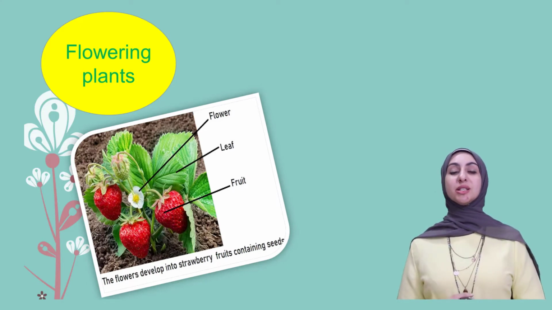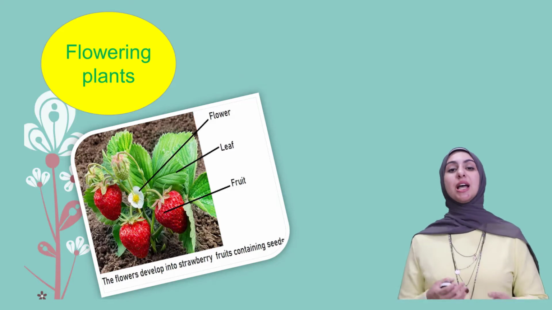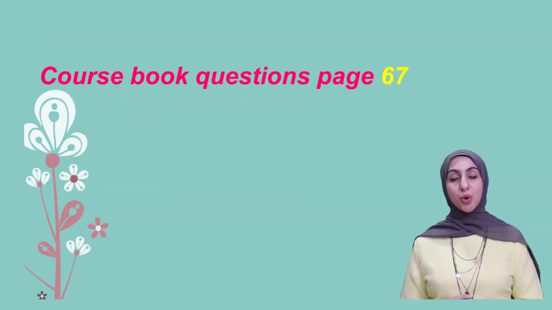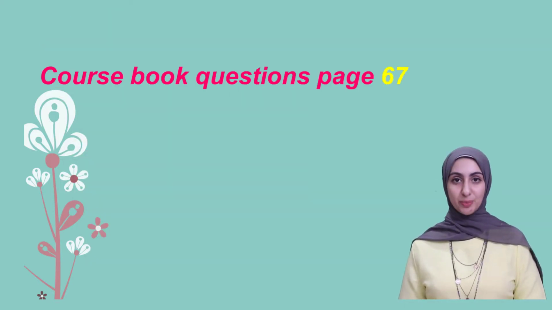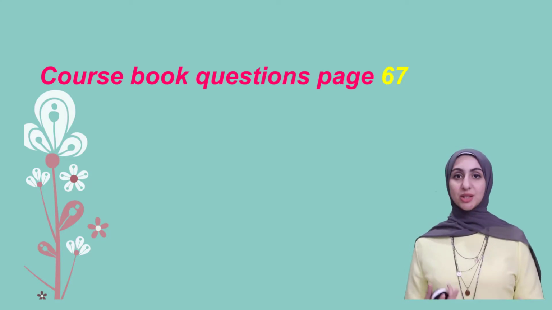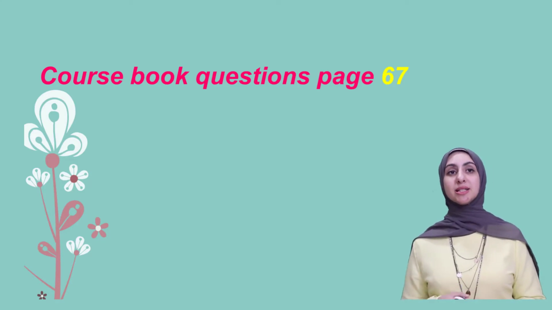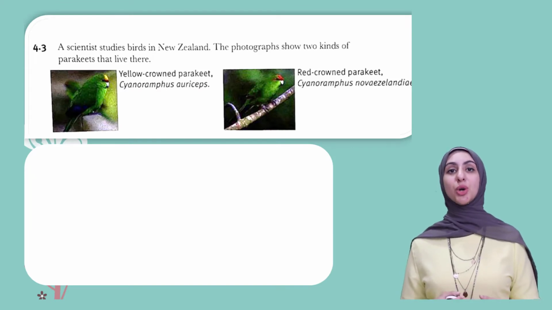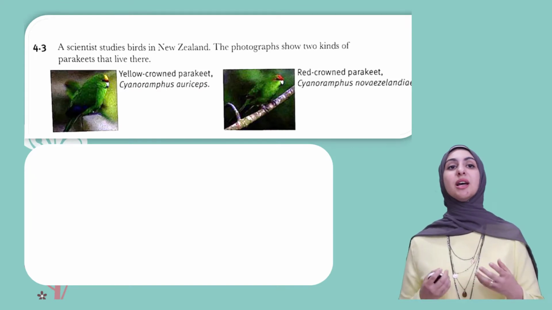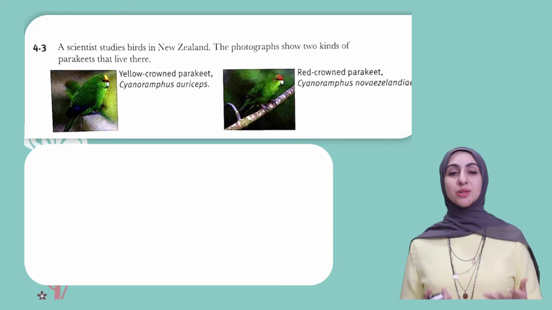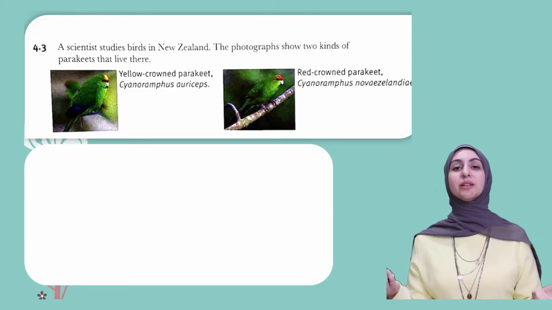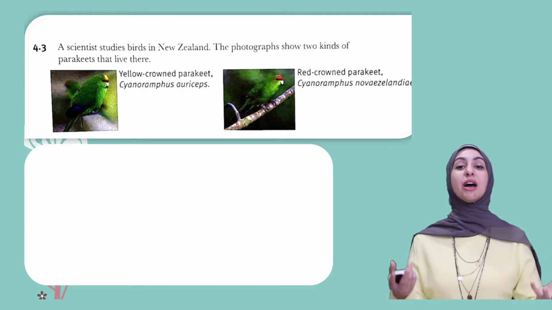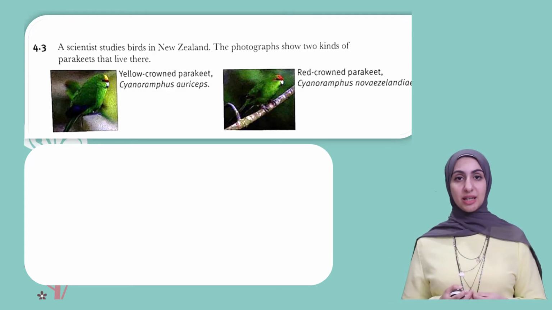Today we are going to answer different types of questions. So I will start with the course book questions, page 67. Exercise 4.3. A scientist studies birds in New Zealand. The photographs show 2 kinds of parakeets. They live there. As you can see here, we have yellow-crowned parakeet and also red-crowned parakeet. And also they have 2 different Latin names.